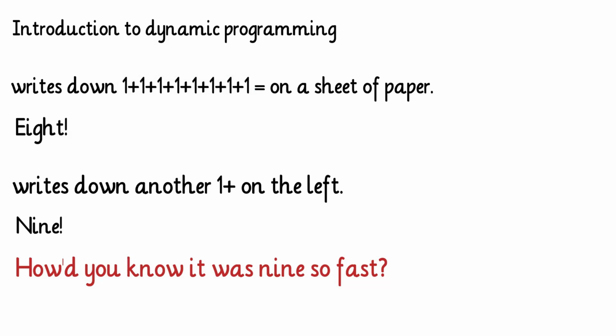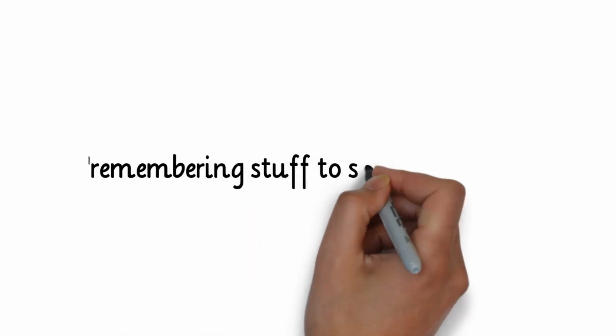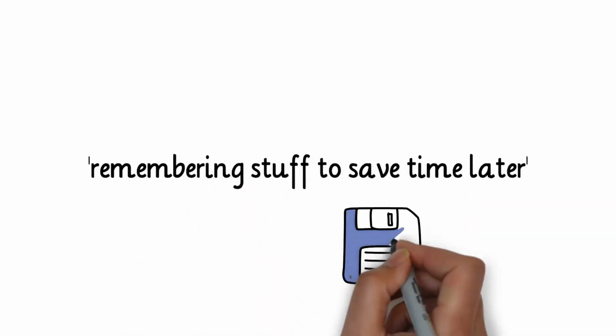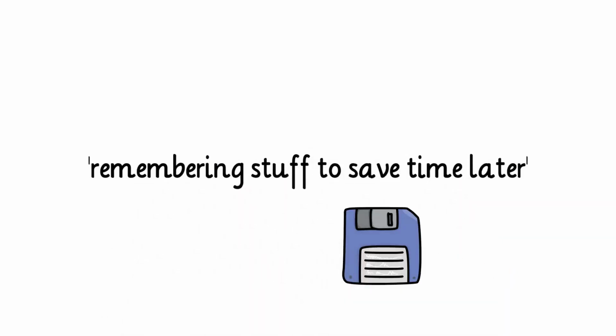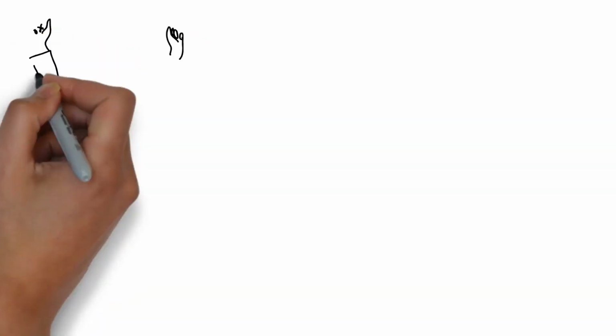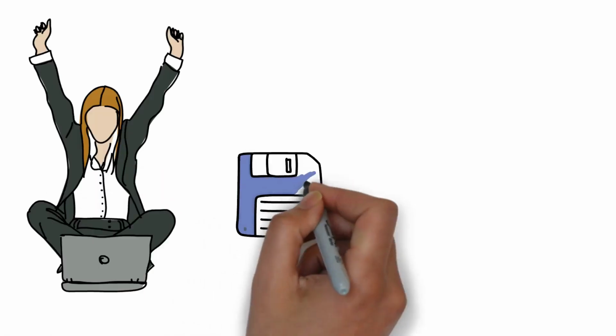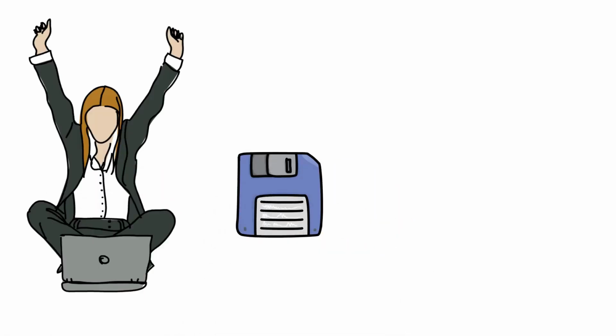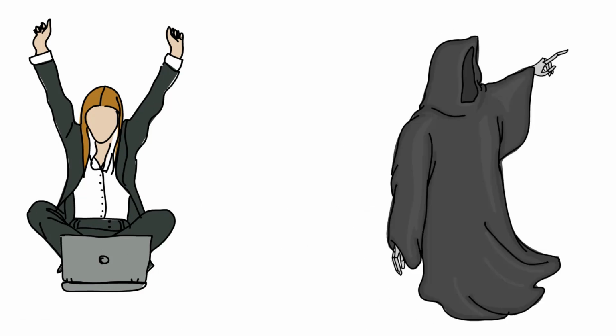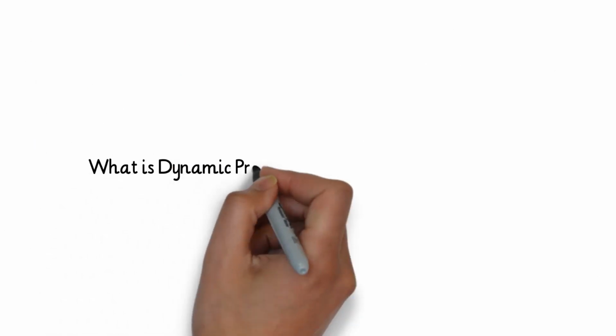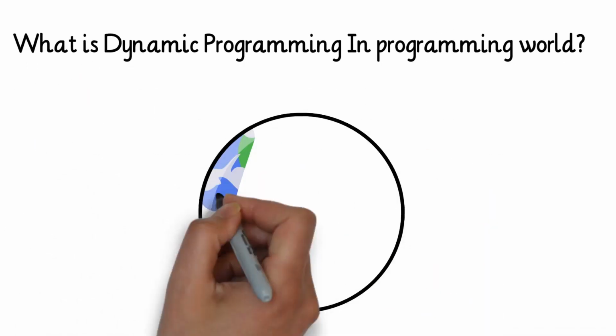Dynamic programming is just a fancy way to say remembering stuff to save time later. This conversation has the essence of dynamic programming. The idea is very simple. If you have solved a problem with the given input, then save the result for future reference, to avoid solving the same problem again and again. Shortly, remember your past. Let's see, what is dynamic programming in programming world?